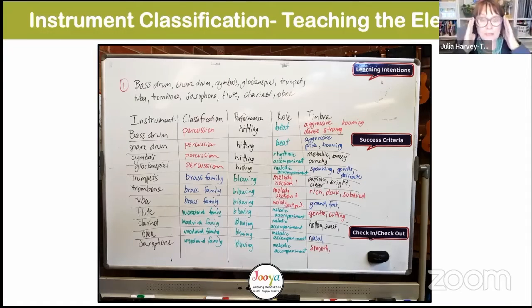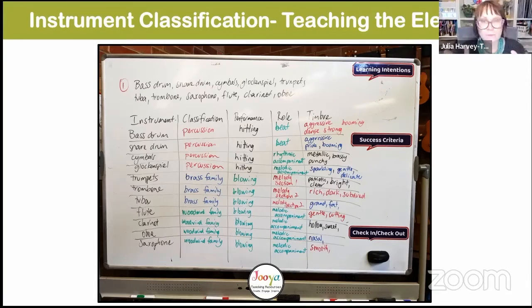Or another way is if you were talking, like we're obviously focusing on classification today, but if you're focusing on performance technique, okay, what the method used to make a sound, or the role, you might want to group them together so that, you know, again, you've got your rhythmic accompaniment all together, melodic accompaniment all together, melody all together. Depends on how you want to group it.